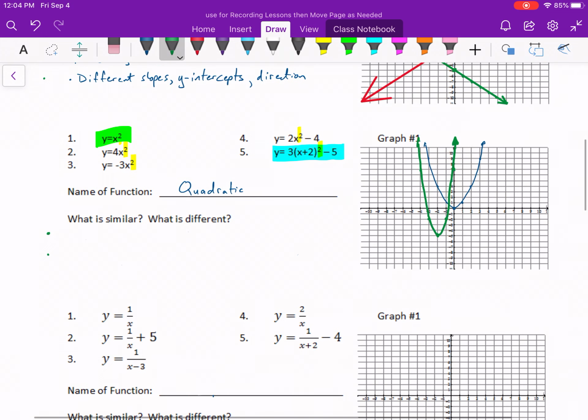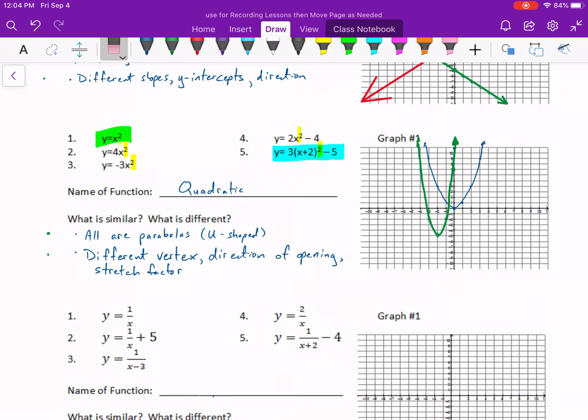So again, assuming you've done all these, what's going to be similar about them all? Well, they're all parabolas. They're all U-shaped. What's different about these? Well, they all have a different vertex. They have different directions of opening. And they have different stretch factors.